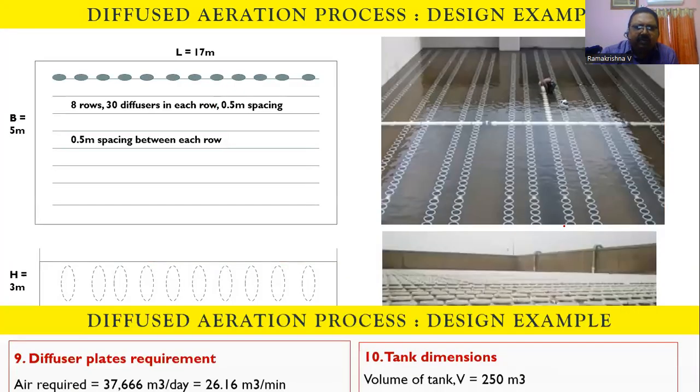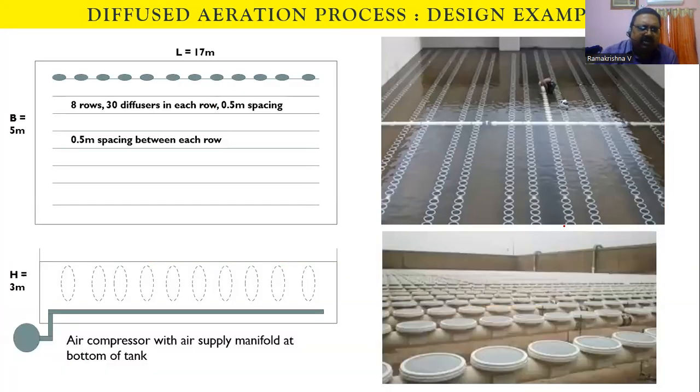So now finally this is what you are going to see, the requirements. 17 meters is the length of the tank, 5 meters is the width, and there will be 8 rows of diffusers, 30 diffusers in each row, and 0.5 meters spacing. This is the spacing, 0.5 meters. And there will be some spacing between these two rows also. So that is 0.5 meters.